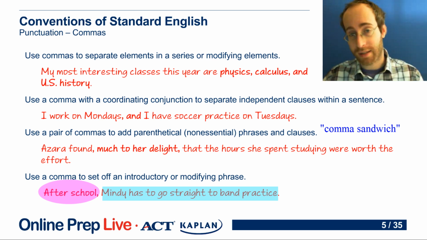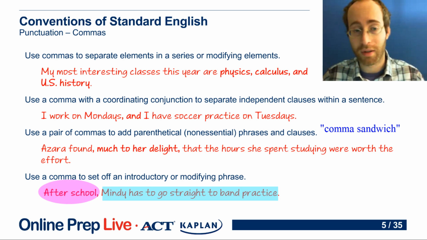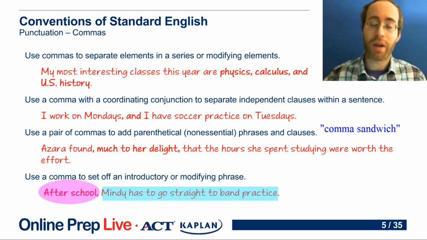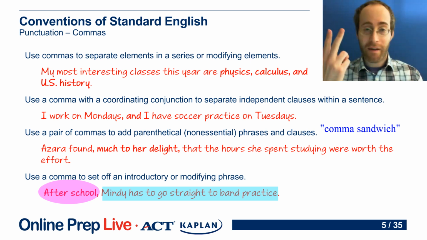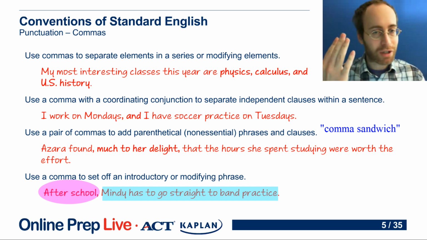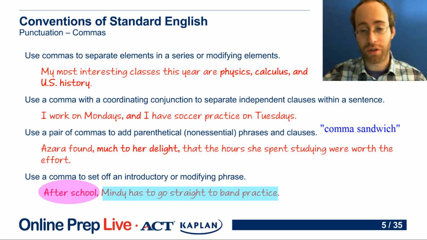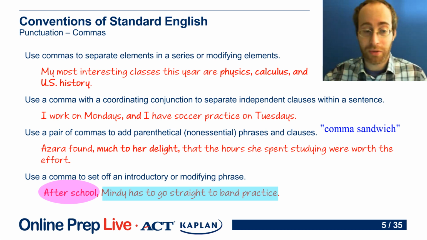So, on test day, whenever you see a comma either in the underlined portion of an English question or in one of the answer choices, you should ask yourself, is one of these 4 things happening in this situation? Do we have a list? Do we have 2 complete sentences held together? Do we have non-essential information? Or do we have a modifying or introductory phrase attached to a complete sentence? So if we have one of those 4 things, we should use the comma. If we don't have any of those 4 things, we should not use the comma.